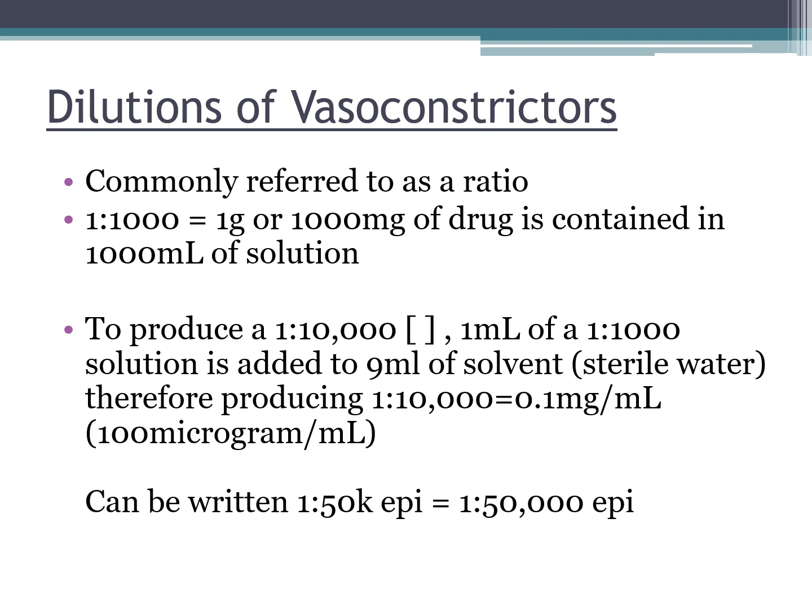Dilutions of vasoconstrictors, commonly referred to as a ratio. 1 in 1,000 equals 1 gram, or 1,000 milligrams of a drug, contained in 1,000 mils of solution. So to produce a 1 in 10,000, 1 mil of a 1 in 1,000 solution is added to 9 mils of solvent, therefore producing 1 in 10,000, 0.1 milligrams per mil. So it can be written as 1 in 50,000 epinephrine equals 1 in 50,000 epi.